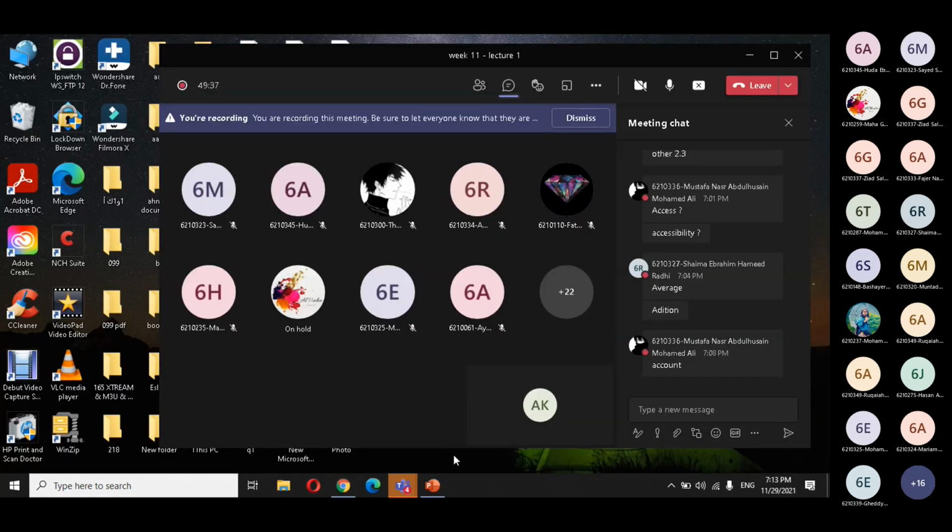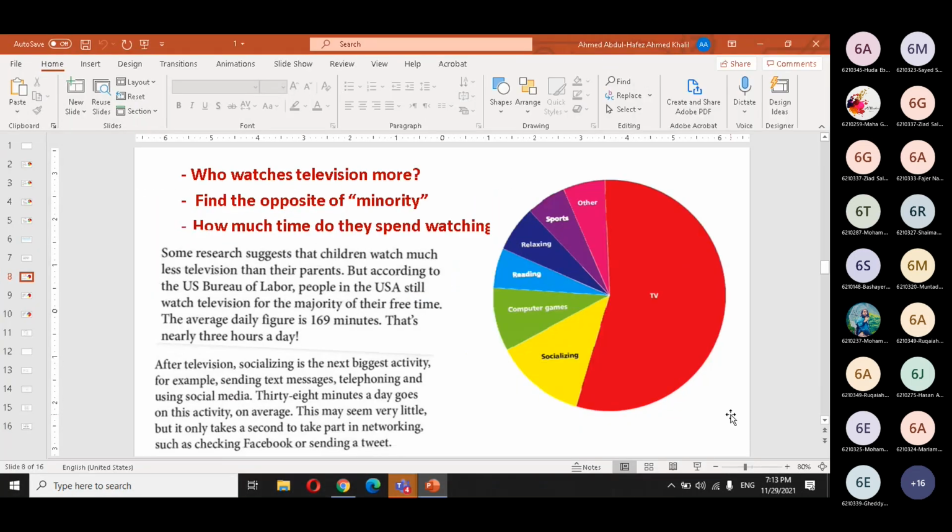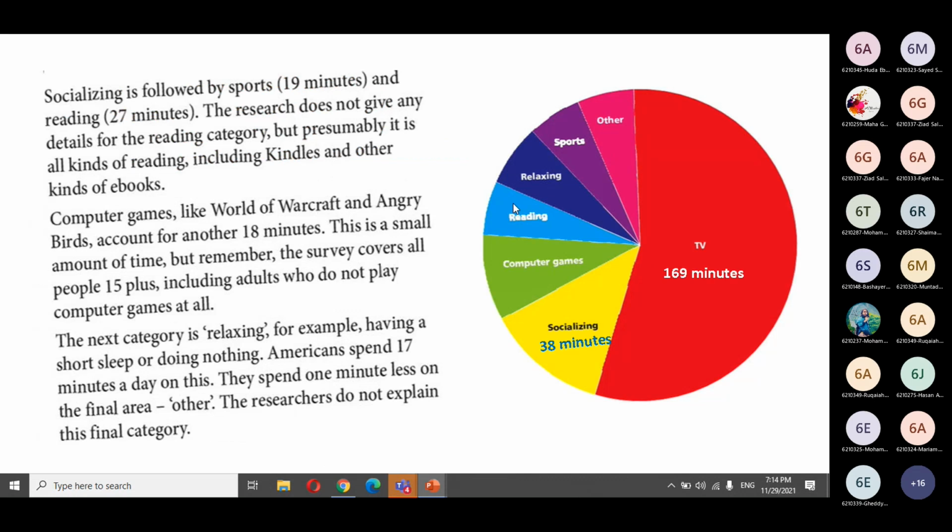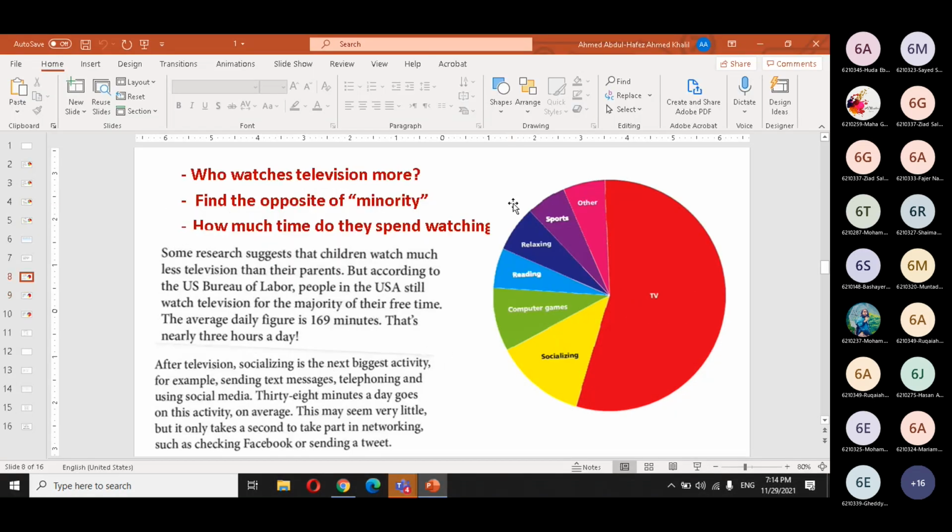Okay, here it's the same text, but I put it in this slide. First, I want you to read only the first paragraph. This first paragraph is 6 lines. And you have 3 questions here. Okay? Read the paragraph and answer these 3 questions.